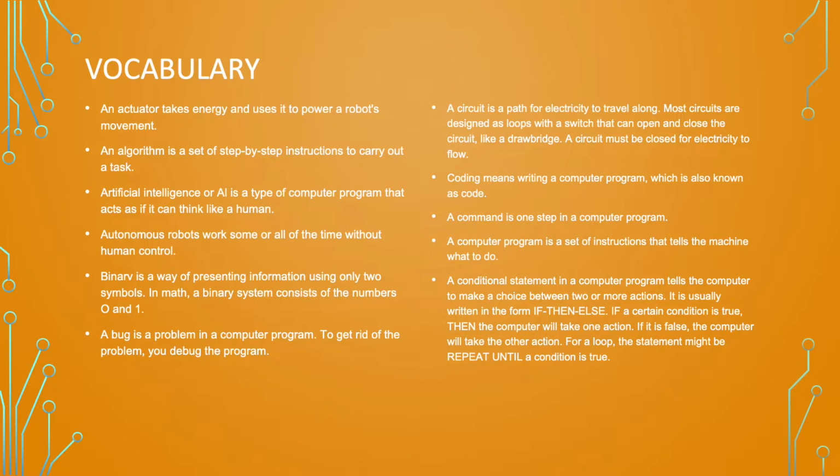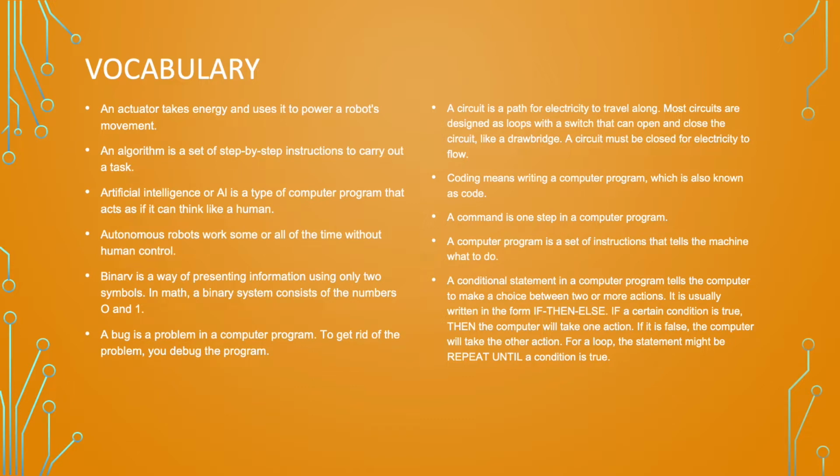A bug is a problem in a computer program. To get rid of the problem, you debug the program. A circuit is a path for electricity to travel along. Most circuits are designed as loops with a switch that can open and close the circuit. Like a drawbridge, a circuit must be closed for electricity to flow.